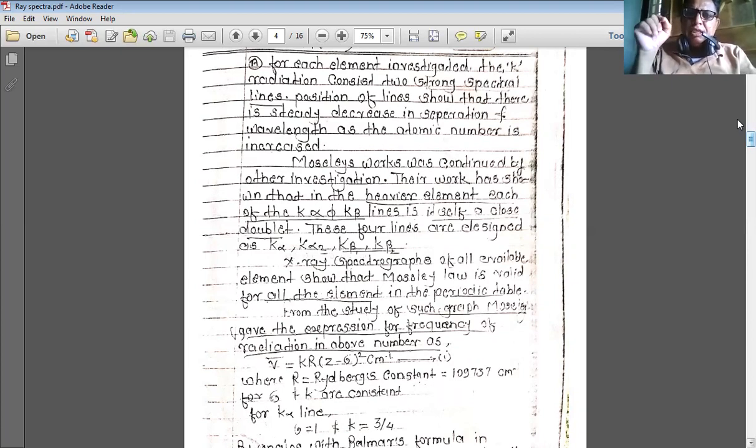X-ray spectrography of innumerable elements shows that Moseley's law is valid for all the elements in the periodic table.